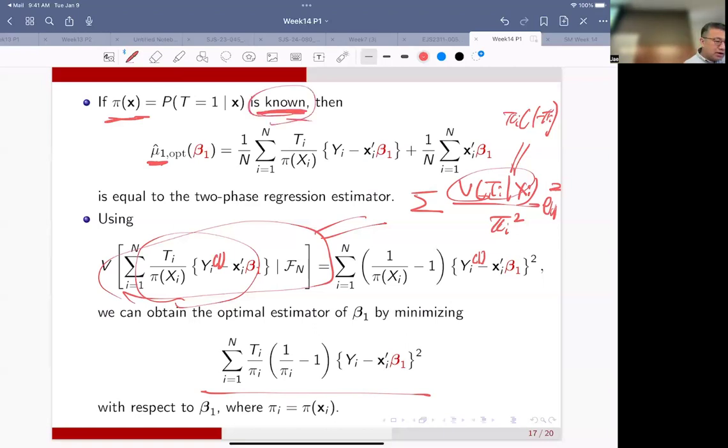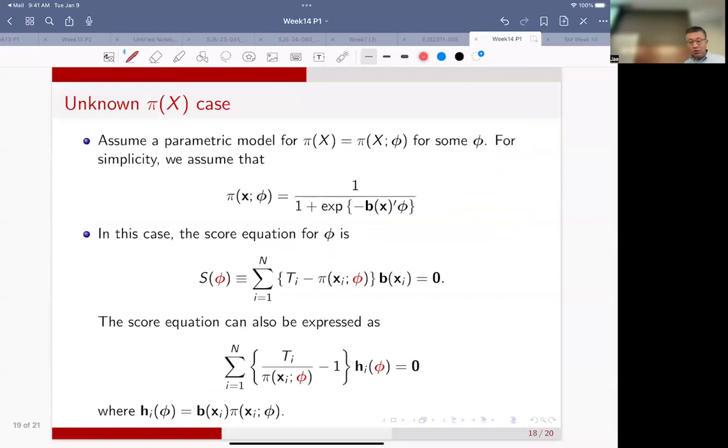Now, in the unknown case, we need to do some extra work. The extra work is, suppose I have a model. Maybe I can build a logistic regression model. So here's a logistic regression model. And for the logistic regression model, I can easily compute the score function, the score equation.